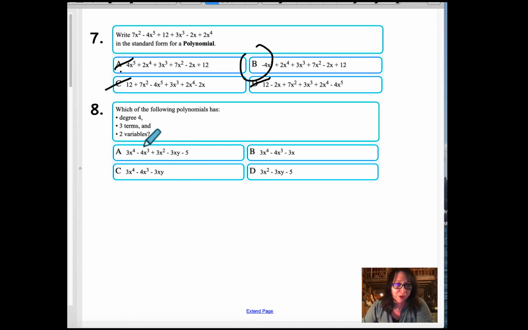Which of the following polynomials has a degree 4? So 4th, 4th, 4th, this one's out. 3 terms, so that has more than 3 terms. That has 3 terms, that has 3 terms, and 2 variables. So this has x, x, that's just x. This has x and a y, so that would be C.